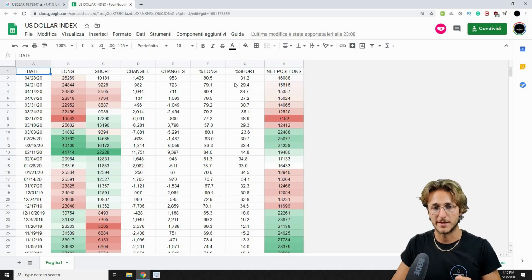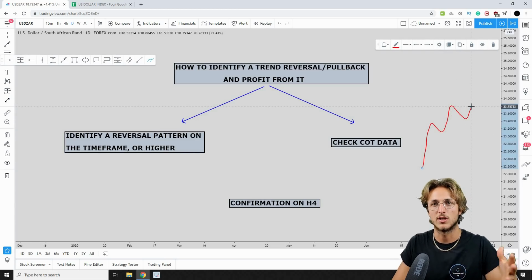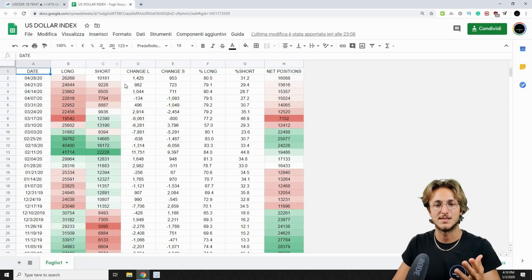Let me explain better. If, for example, you have a market that is moving to the upside, and for example, you spot a reversal pattern, like for example, a double top. Then a very basic and simple pattern. Everybody knows what a double top is. Then what you have to be doing, you have to be checking the COT data and see, okay, during this uptrend, specifically in this last wave, what hedge funds and big institutions have been doing. Have they been longing, basically have they been adding longs?